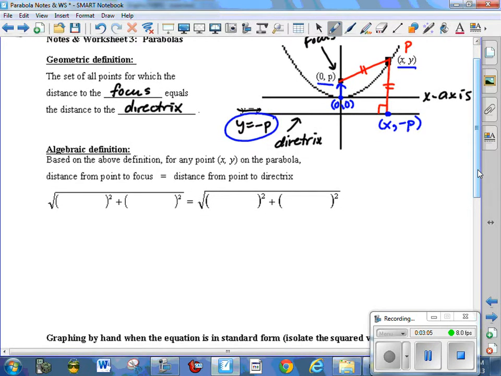So I can say, using the point P to the focus, that the square root of (x minus 0) squared plus (y minus p) squared describes this distance right here from the focus to the point. And then we can say that equals the square root of (x minus x) squared plus (y minus a negative p) squared.